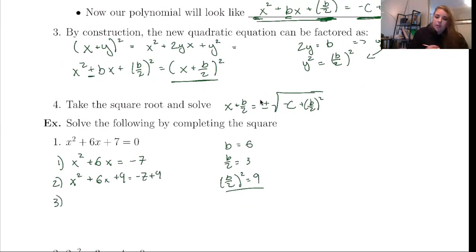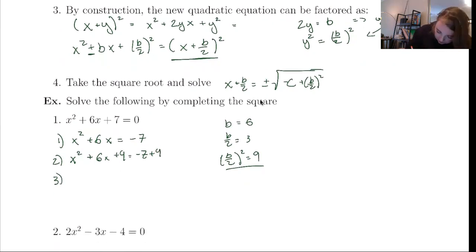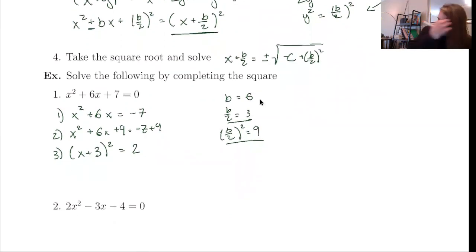Great. I'm not even going to think about what it's going to factor to, because I know it's going to factor to x plus, what's b over 2? It's 3. That quantity squared. And then this is going to be 2. I don't even have to think about the AC method, like what does this factor to? No, I chose 9 so that it would factor to this specifically.